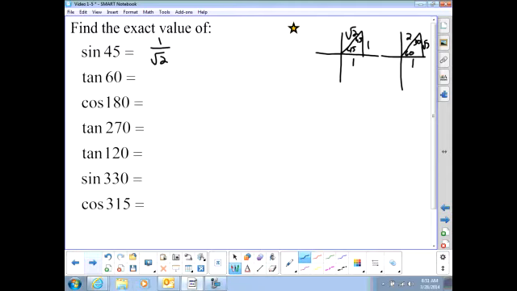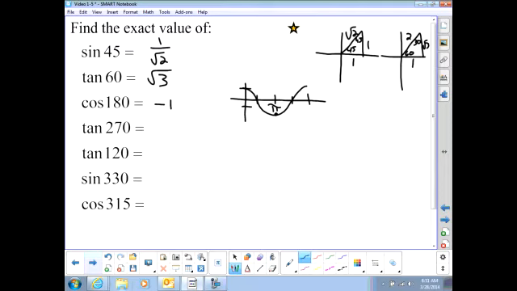Opposite over adjacent from the 60 would be square root of 3 over 1, so we just have square root of 3. When you have the multiples of 90, so 0, 90, 180, 270, 360, we want to look at our curves that we just drew 2 slides ago. For cosine, we want cos of 180. Well, that's the same as our pi. So if we sketch in our graph, pi is down at -1, so cos 180 is -1.